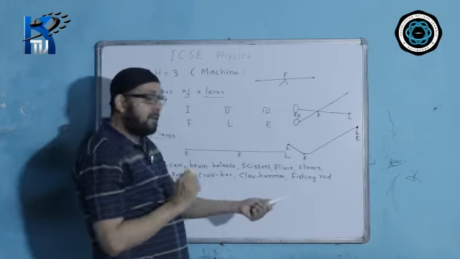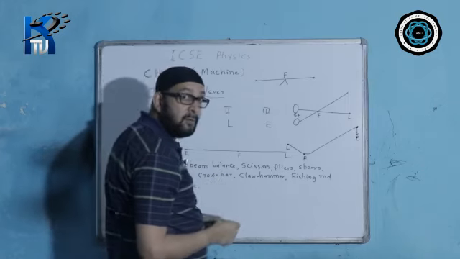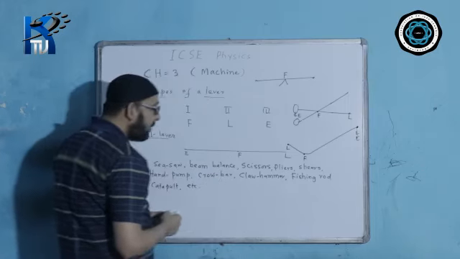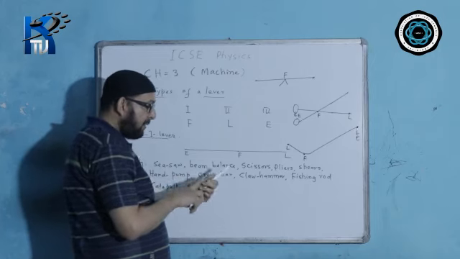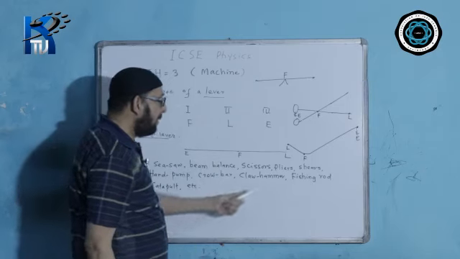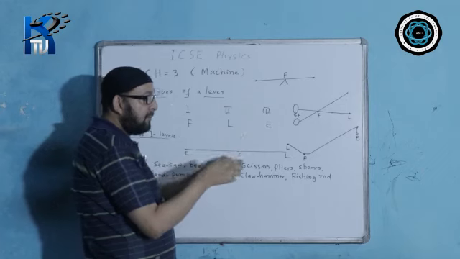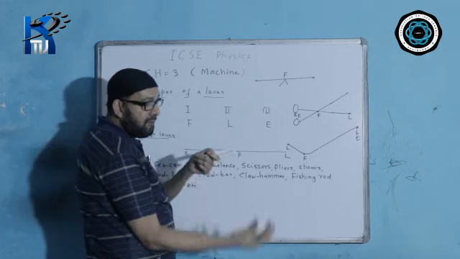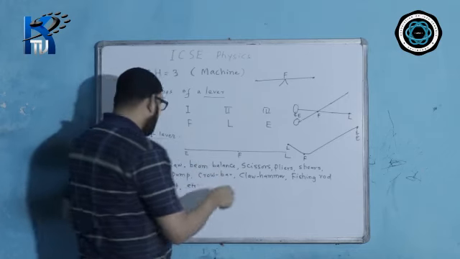Claw hammer is used to take out nails. You can see the diagram is given in the book as well. Claw hammer, you all must have seen. The nail is the load, the fulcrum is situated there, and through the handle we apply the effort to take out the nail. A fishing rod will have the fulcrum at the end, at the tip. The fish is the load, and through one side we are giving the effort.